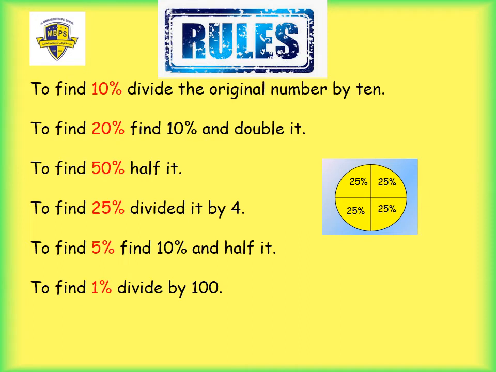Okay, here in this slide, we want to summarize the rules for percentages. Till now, we know to find 10% of any number, we divide this number by 10. Excellent. And to find 20% of this number, this is 10 plus 10, so we find first 10%, then we double it. To find 50% of any number, or half of any number, you just have to halve this number.